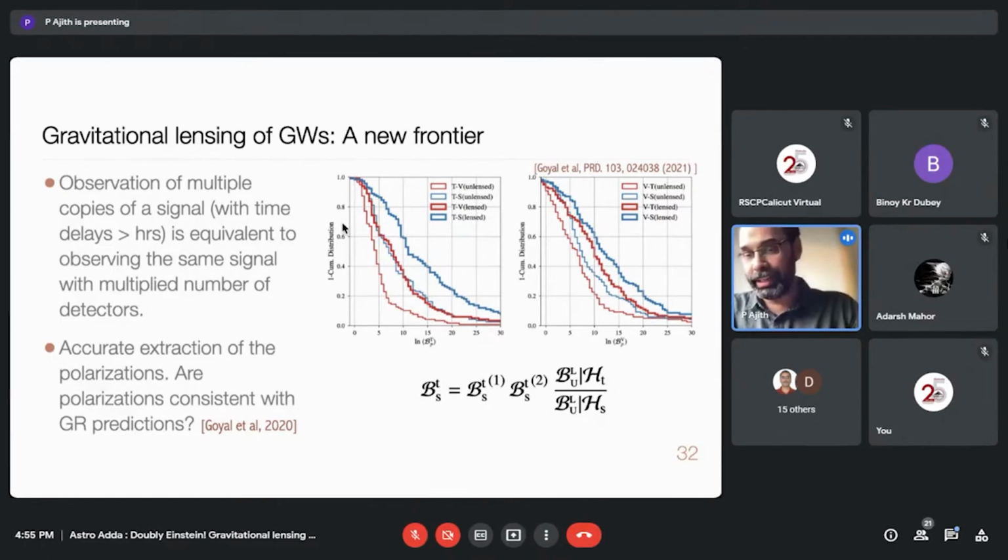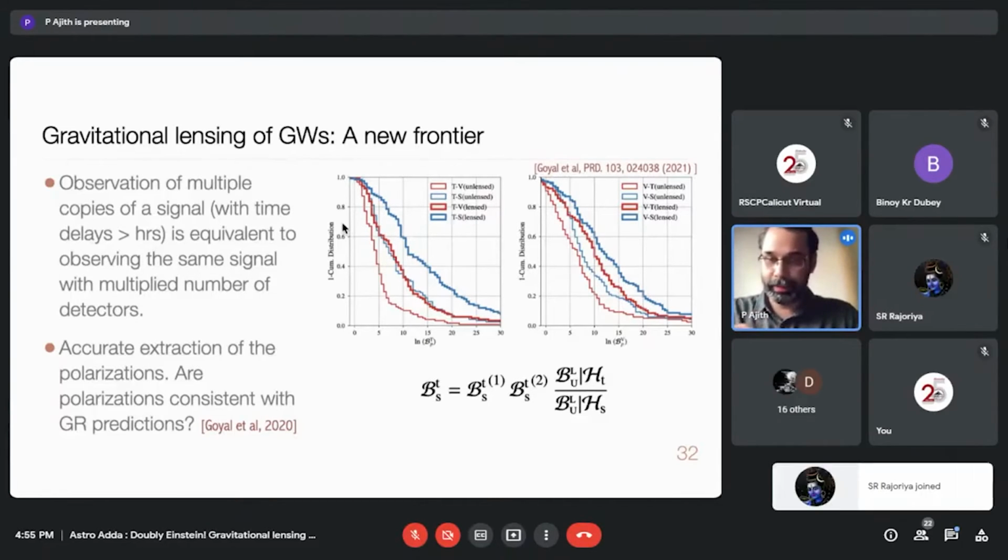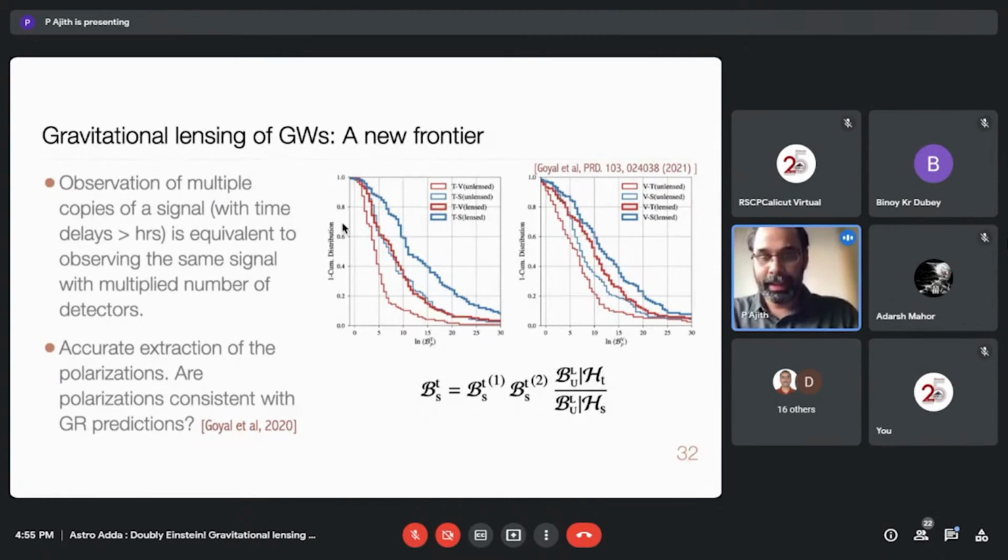But the lensing observations provide a clever way of practically doubling the number of detectors to observe a signal. The idea is that if you think of just one detector measuring a gravitational wave signal, one copy of the signal involves measuring one particular linear combination. But if this signal is lensed, its next copy would arrive after a few minutes or a few hours.